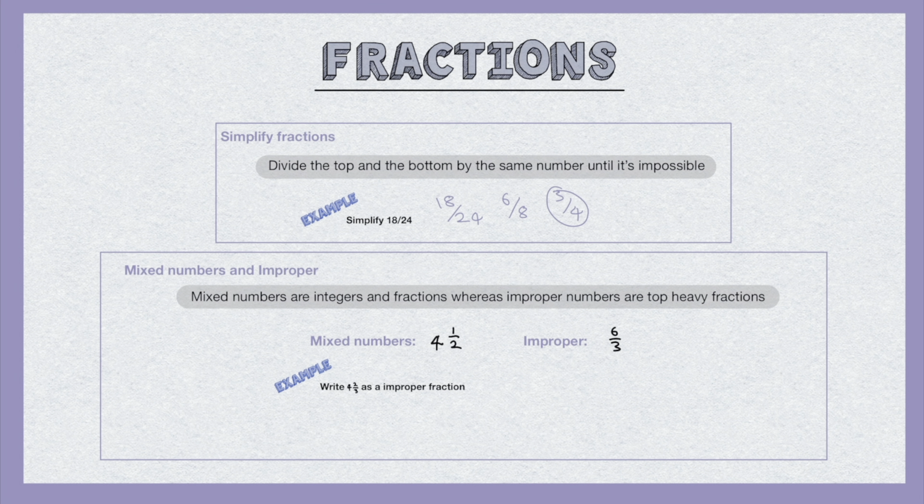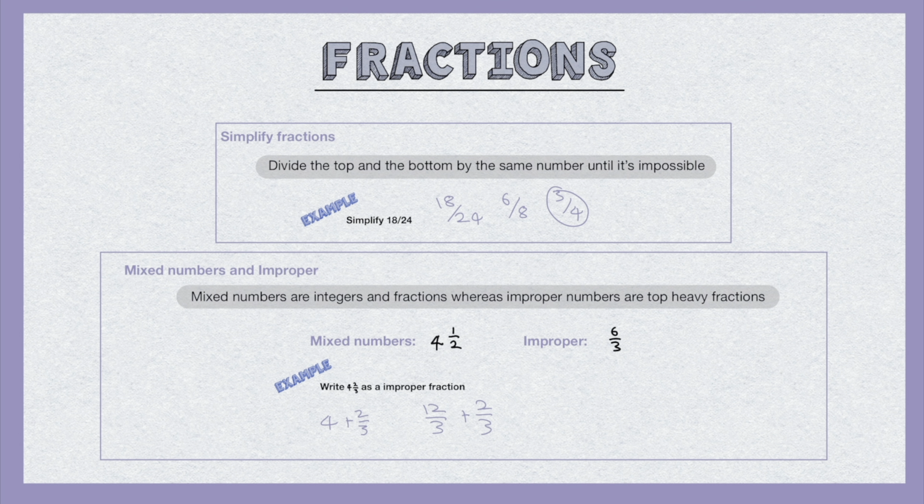So now let's move on to the example, where we have to write this mixed number as an improper fraction. Let's think of the mixed number as adding them, and turn the integer part of the mixed number into a fraction. So it would be 4 plus 2 over 3. And to turn the 4 into a fraction, we would do 12 over 3 plus 2 over 3.